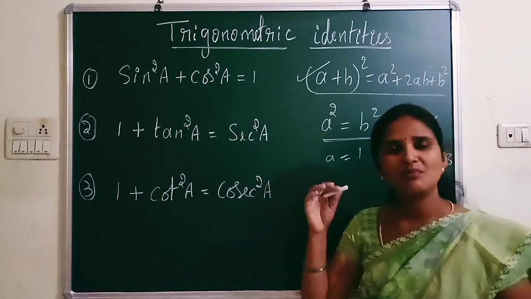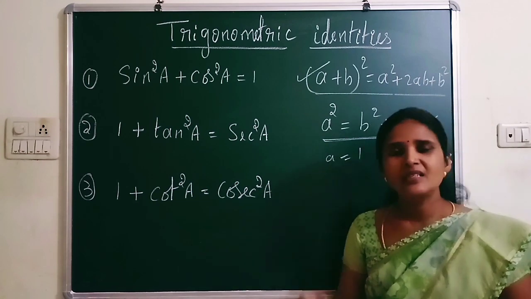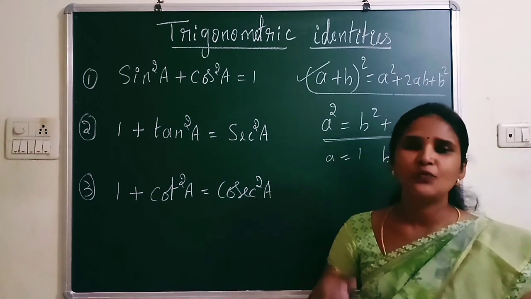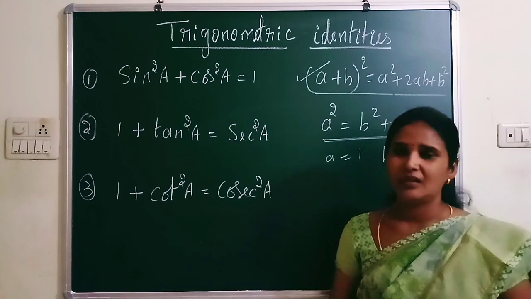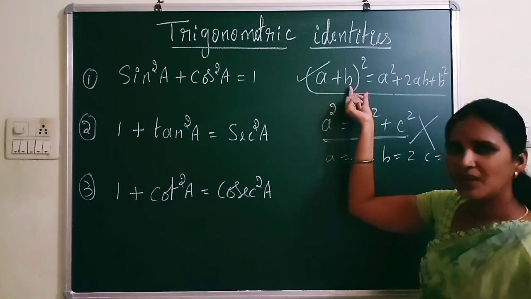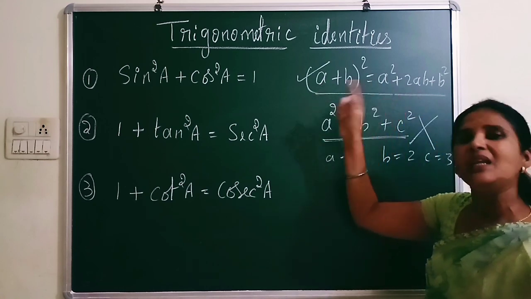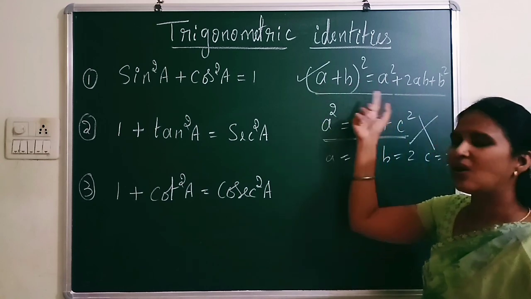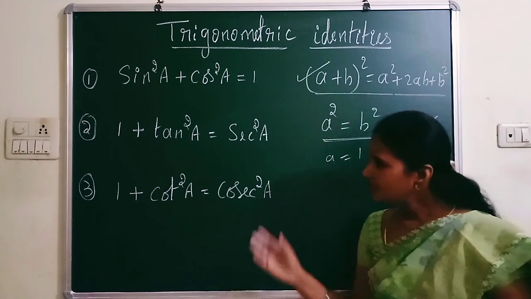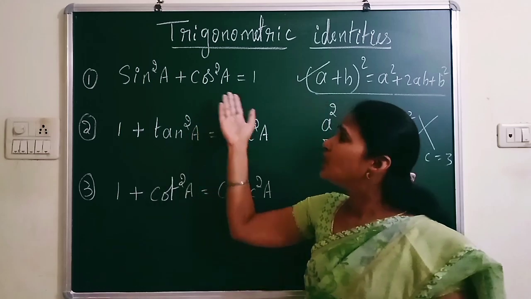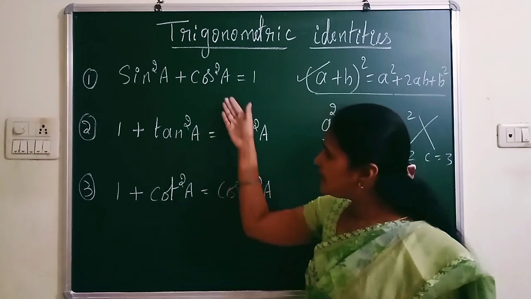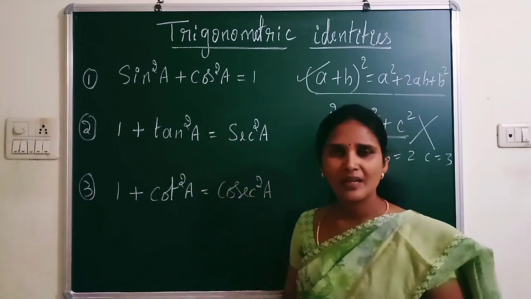So did you understand the meaning of identity? An identity is a statement which is satisfied for all the values of the variables in the statement. Here you have two variables a and b. This should be satisfied for any value of a and b. That's why it is called an identity. Now let us move further. Another concept of identities, that is trigonometric identities. Three trigonometric identities, learn this carefully.